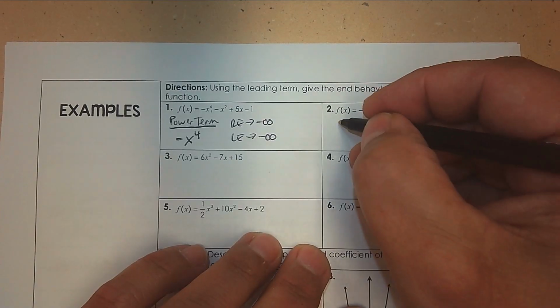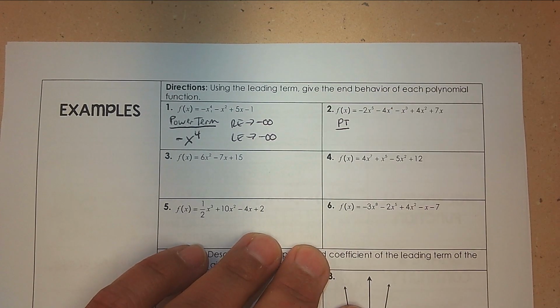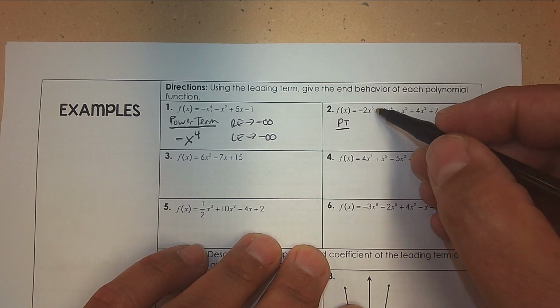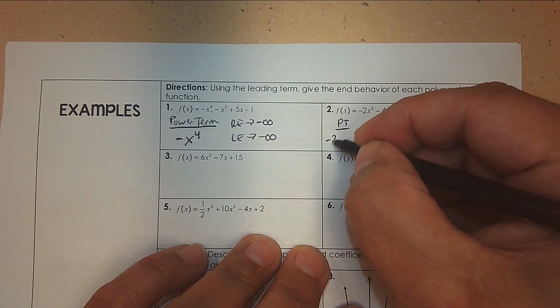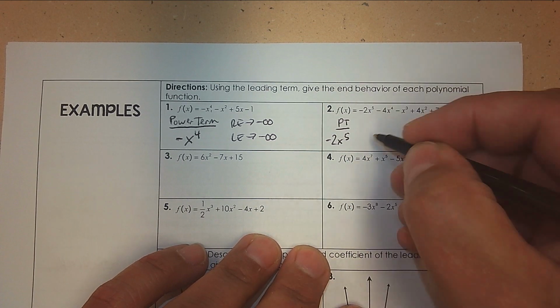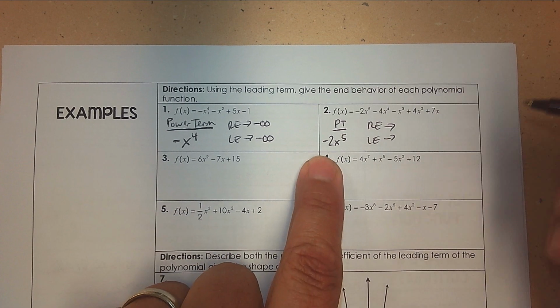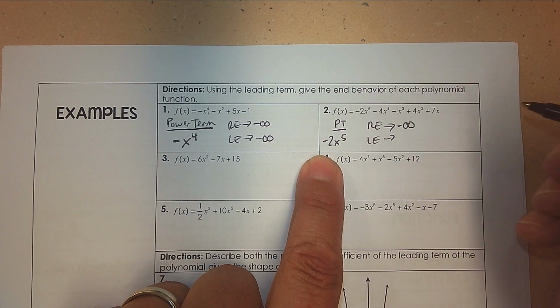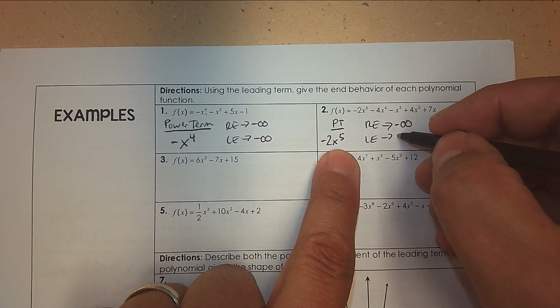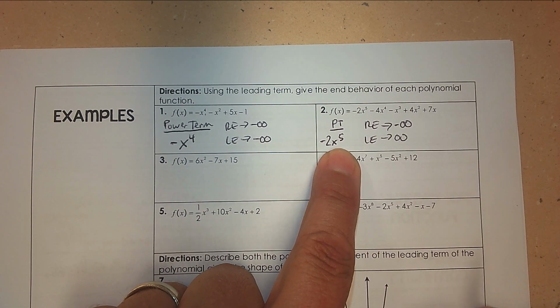So power term, I'm just going to say PT. Which term has the biggest exponent attached to it? So it's negative 2x to the 5th. That tells me the end behavior. So what do I notice? It's negative in front, that means the right end goes down. Has an odd exponent, that means the other end goes in the opposite direction.